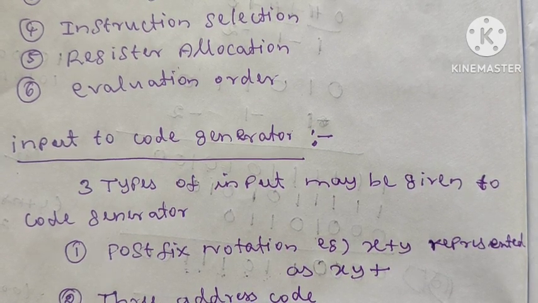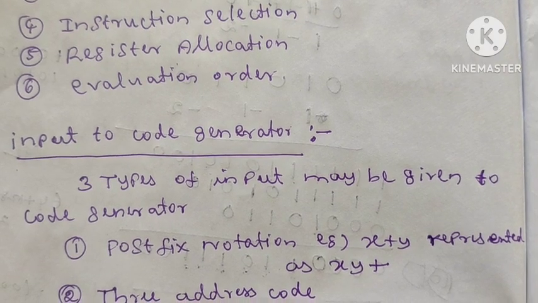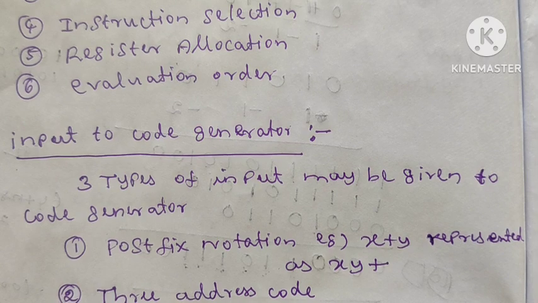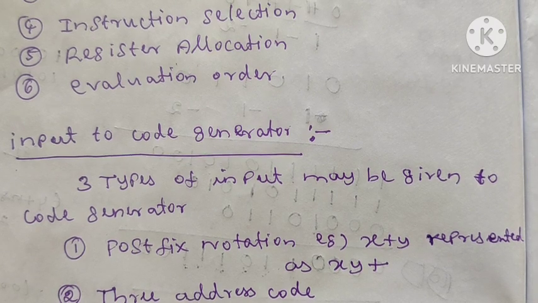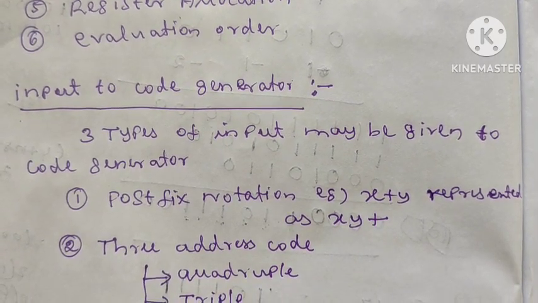For instance, we have an expression x plus y. The operator is plus here, and x and y are called operands. When we convert that into a postfix notation, it will be xy plus. So first we have to decide what kind of input we are going to give, whether as a postfix notation or as a 3 address code.